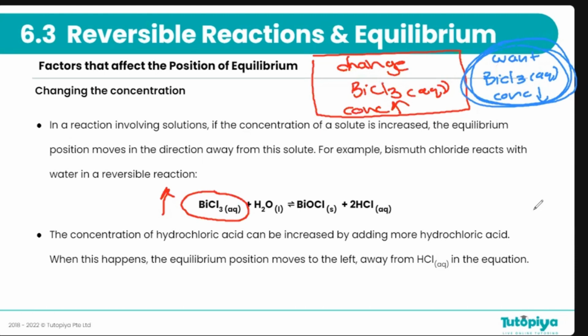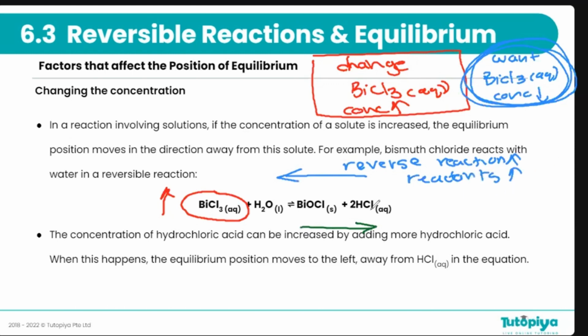Now, there are two ways the equilibrium can shift. Either to the left, or to the right. If the equilibrium shifts to the left, then the reverse reaction will be favored. The rate of reverse reaction will increase. And because of that, the formation of reactants will also increase. So what happens? BiCl3 increases. And is that what we want? No, we want to reduce it.